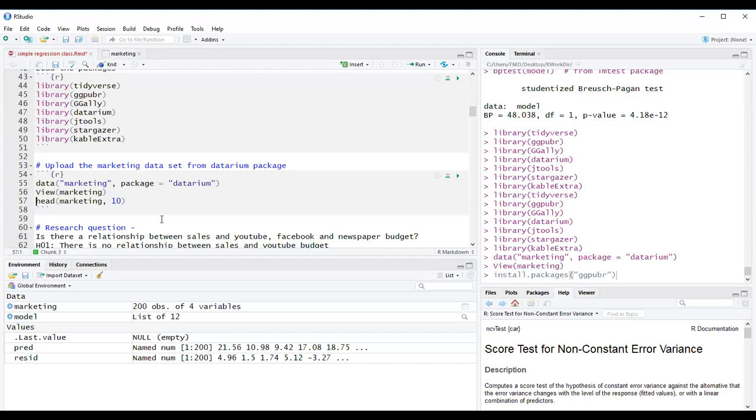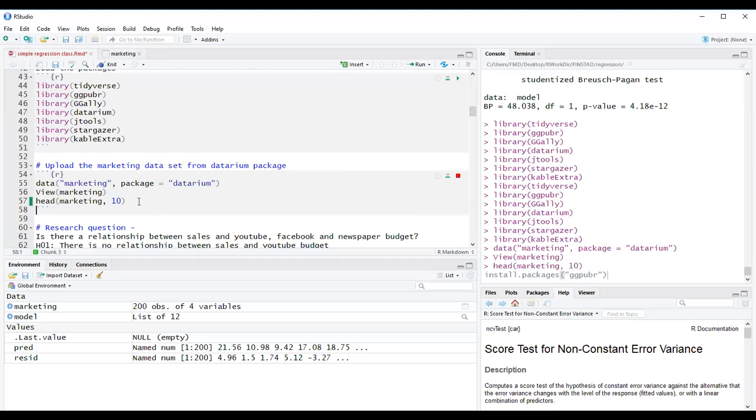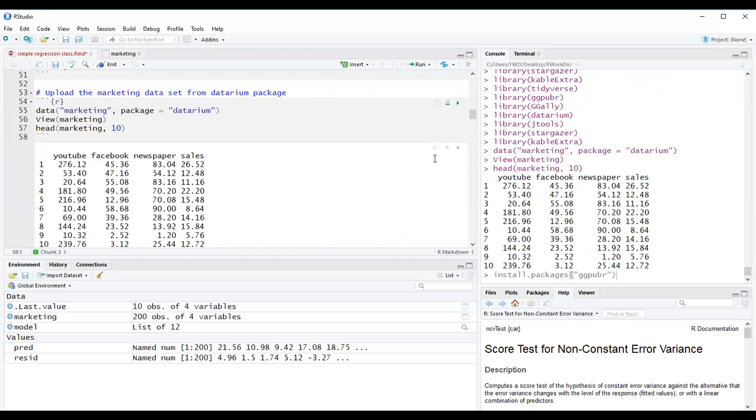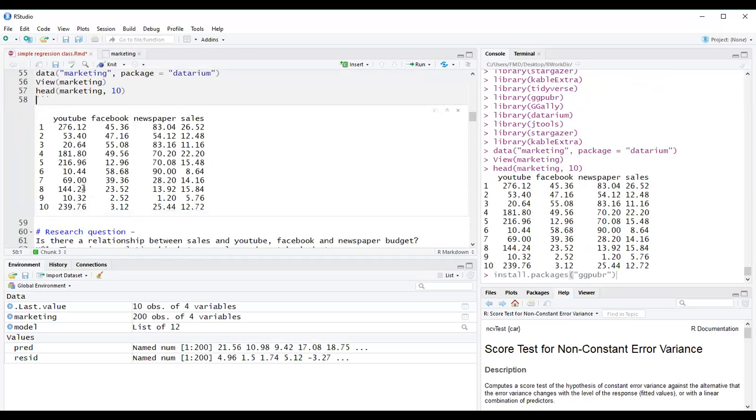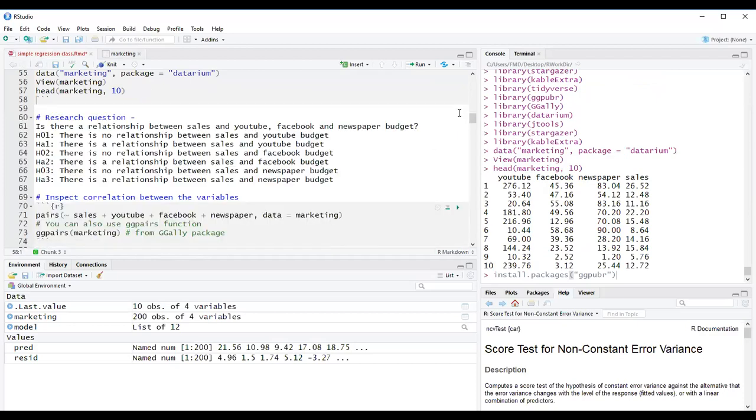So let me run this head first 10. These are our first 10 observations: YouTube, Facebook, newspaper, and sales. All right, so our research question is, actually we have three research questions. The first one is that there is no relationship between sales and YouTube budget.